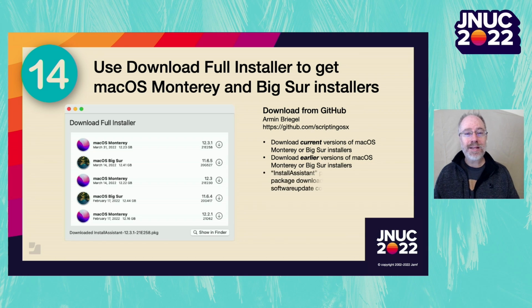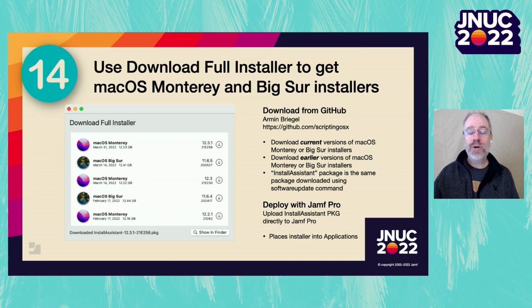What you'll get is technically an Apple installer package. This is the same installer that you'd receive if you ran the software update command in Terminal. All you have to do is double-click, and you'll find the Install macOS Monterey or Install macOS Big Sur application in your Applications folder. Even better, upload the package directly to Jamf Pro, and you're ready to deploy it to your Macs as an upgrade for use with the policy or an erase install for the operating system.